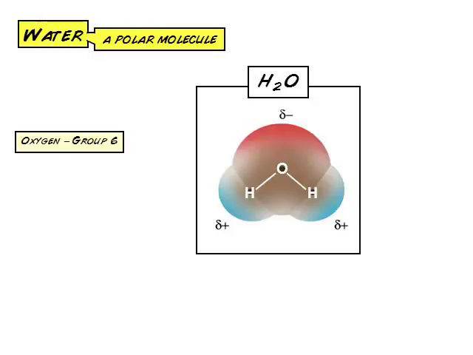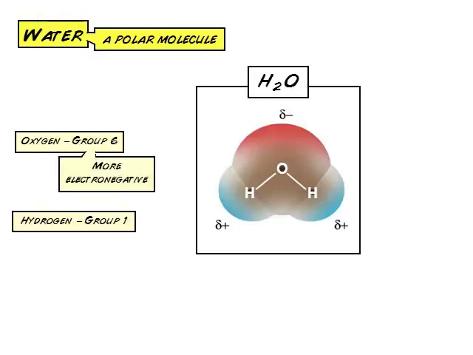Oxygen is in group 6 and is on the right hand side of the periodic table. Hydrogen is in group 1, which is on the left hand side of the periodic table. Oxygen only needs to gain 2 electrons, hydrogen needs to lose 1. Therefore oxygen is more electronegative and hydrogen is less electronegative. Oxygen would like to gain electrons, hydrogen in this case would like to lose electrons.